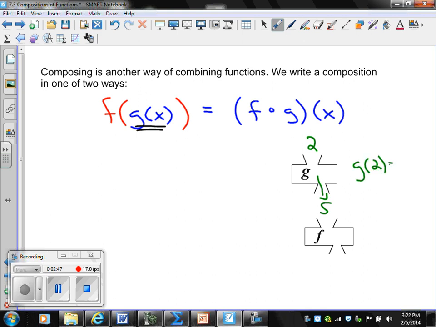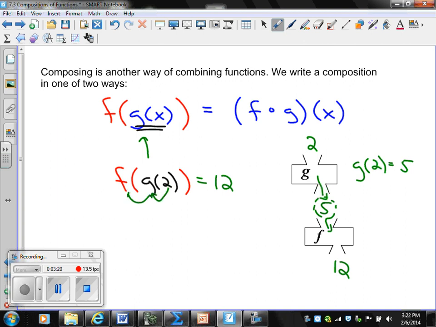is 5. Well, according to this notation up here, I now take the output from g, which is 5, and I put that into f. And what's going to come out is something else, and I'll just say what comes out is 12. And so what we could say about this then is f of g of 2 is 12. So this says take 2, put it into g. Whatever comes out of that, put that into f. So you're really just working inside out to get the composition here.